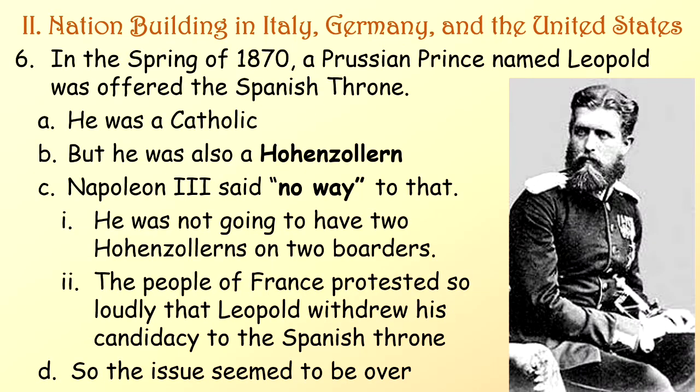In the spring of 1870, a Prussian prince named Leopold was offered the Spanish throne. He was a Catholic, but he was also a Hohenzollern. And Napoleon III said no way to that. He was not going to have two Hohenzollerns on two borders. The people of France protested so loudly that Leopold withdrew his candidacy to the Spanish throne. So the issue seemed to be over.